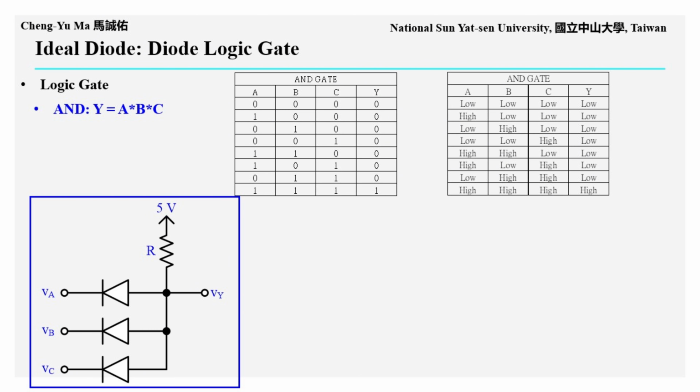The AND logic gate can be implemented using the circuit shown in the figure. When any one of the input voltages, VA, VB, or VC, is low, the corresponding diode becomes forward biased and conducts. This pulls the output voltage VY down to the low level. Only when all three input voltages are high, at 5 volts, does the output voltage stay at the high level of 5 volts.